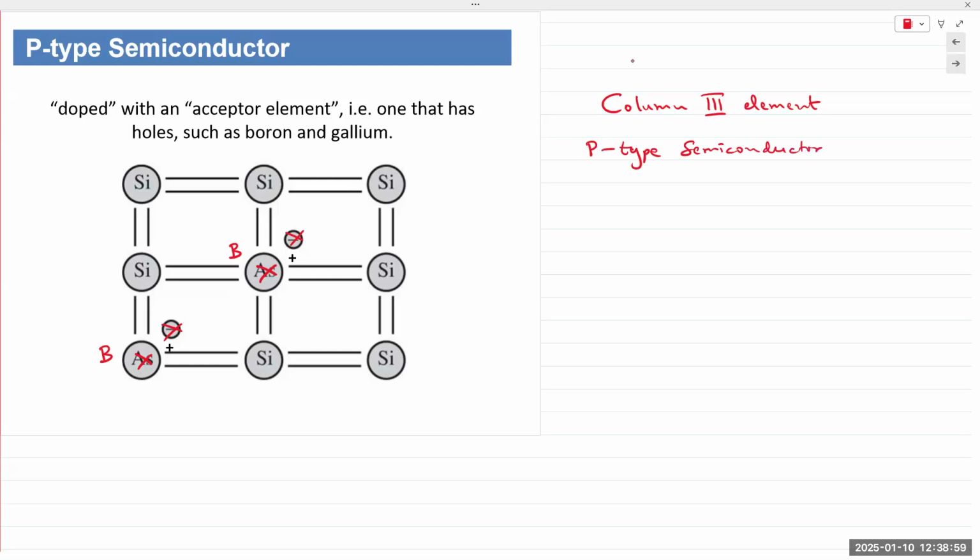Okay, so column 5 impurities, 1 extra electron. Column 3 impurities, 1 less electron. So we have 1 positive charge. And hence, if you flood it with 10 raised to 20 atoms from column 3, you have that many net positive charges. Overall charge is still, again, neutral, because every electron is still balanced out by the proton. So overall charge is neutral.